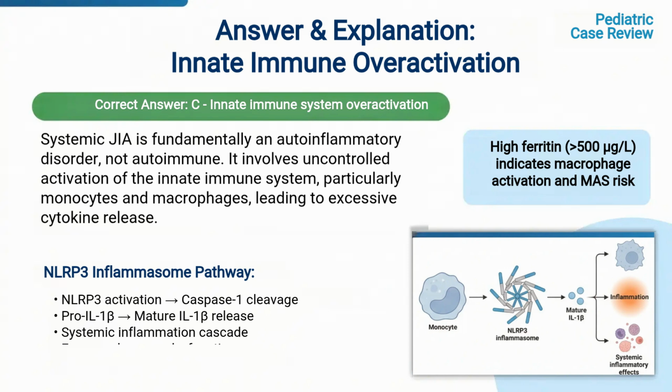This autoinflammatory mechanism is why interleukin-1 blockade with anakinra and interleukin-6 blockade with tocilizumab are specifically effective in systemic juvenile idiopathic arthritis, unlike tumor necrosis factor inhibitors, which are less effective.